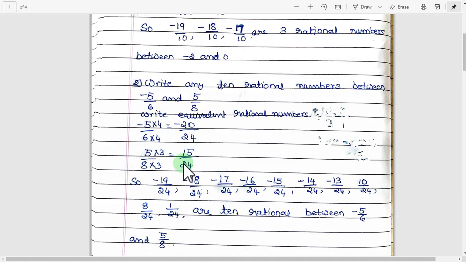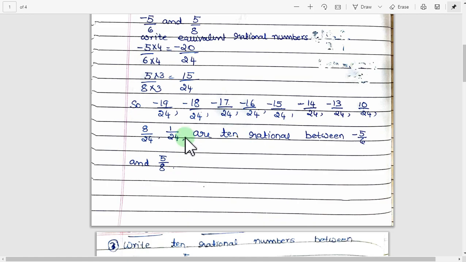So any 10 rational numbers you write: -20, 19, 18, 17, 16, 15, -14, -13. So I have chosen here 20 by 24, 10 by 24, skipping the numbers in between. This also is in between -20 and 15: 8 by 24, 1 by 24 are 10 rational numbers. Any numbers you can choose, but it should be in between -20 and 15.